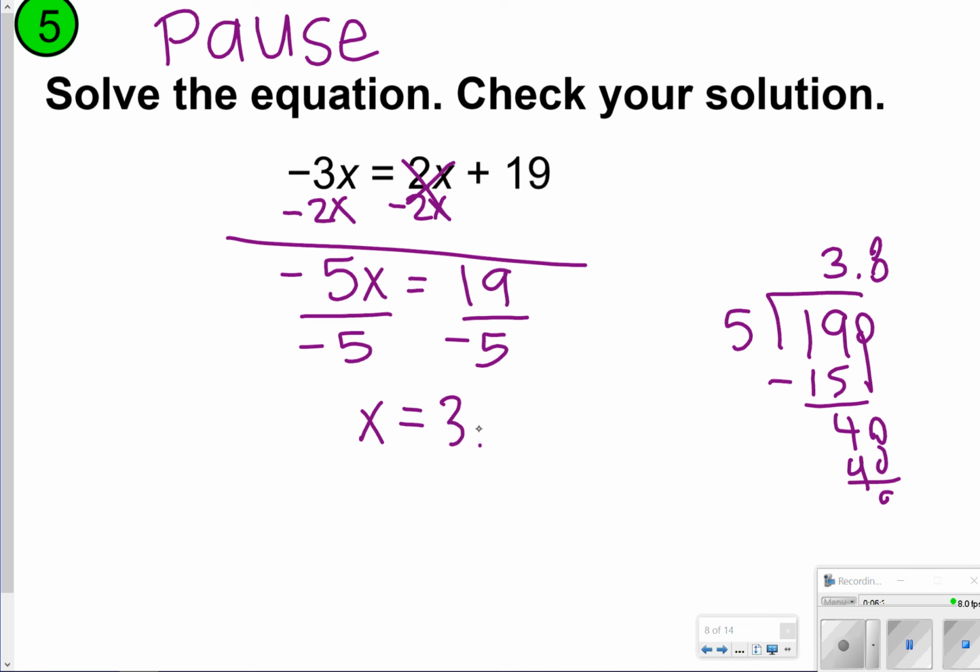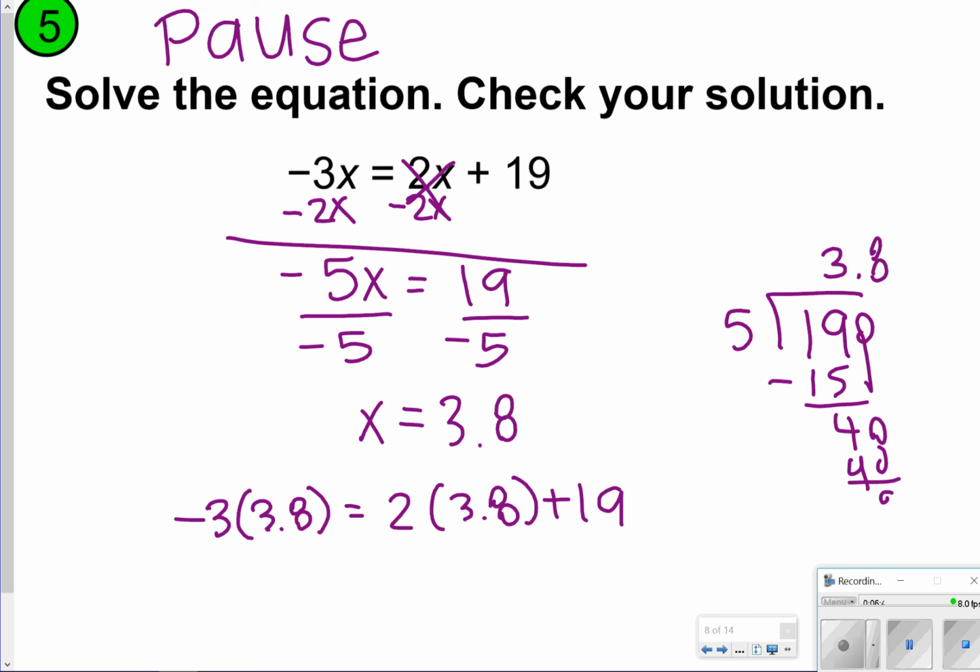Okay. Since x is equal to 3.8, if I plug 3.8 back into the original problem, they should be balanced. So here's my original problem, and what I'm going to do is go ahead and work these out. 3 times 3.8 is going to give me 11.4, negative 11.4, excuse me. 2 times 3.8 is going to give me 7.6. Okay. One mistake I made is I did 19 divided by negative 5, so this 3.8 should be a negative 3.8. So when you're multiplying, these should end up being negative. I now have negative 11.4 is equal to negative 7.6 plus 19.